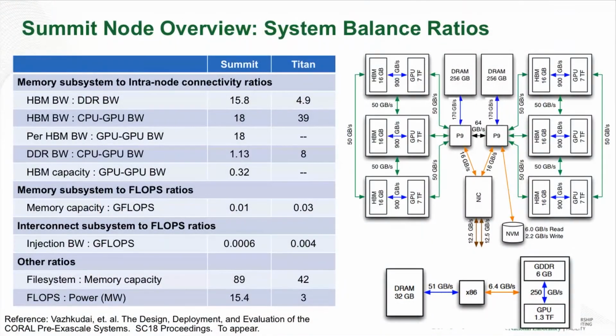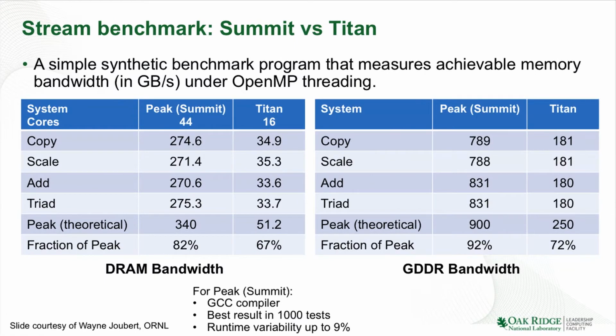So on Summit today, we expect this 170, I'm measuring what fraction of this bandwidth here I might get. So the maximum is 340. If I look at the stream benchmark, these are 4 different operations available, we get about 82% of that peak memory bandwidth, compared to Titan, which only gets about 67% of the memory bandwidth. So this is one of those architectural improvements that even though the bandwidth ratios themselves are better, we're even getting a higher fraction of those theoretical peak bandwidths.